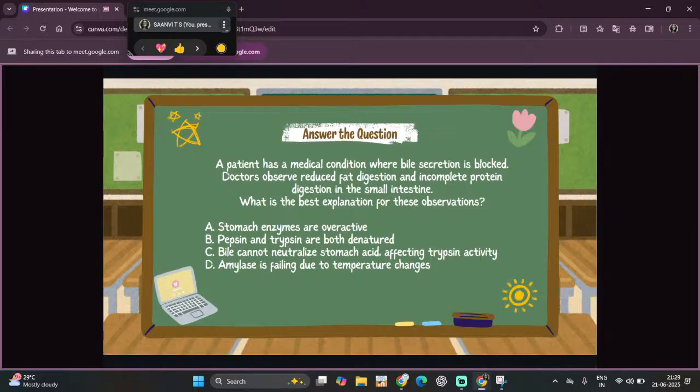So again, a question for you all. A patient has a medical condition where bile secretion is blocked. Doctors observe reduced fat digestion and incomplete protein digestion in the small intestine. What is the best explanation for these observations? Stomach enzymes are overactive, pepsin and trypsin are both denatured. Bile cannot neutralize stomach acid, affecting trypsin activity. Amylase is failing due to temperature changes.